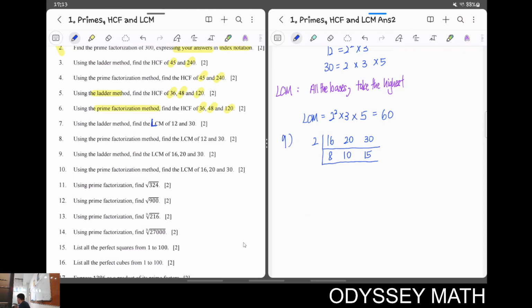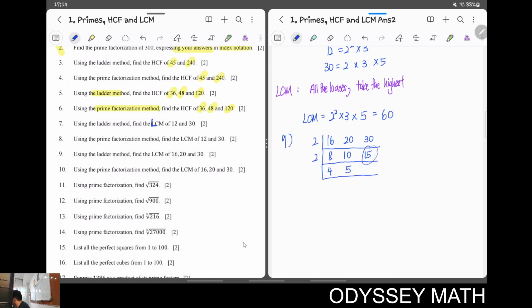So for the LCM of 3 numbers, remember this: if you use the ladder method, you may not be able to find a number that can divide all the 3 numbers nicely, but you can actually put a prime number such that if it can divide 2 out of the 3 numbers nicely, then you can put that number. So what we're going to do here is we ask ourselves, can 2 divide 8 and 10 nicely? Yes. So we take 8 divided by 2, which is 4, and then we take 10 divided by 2, which is 5.